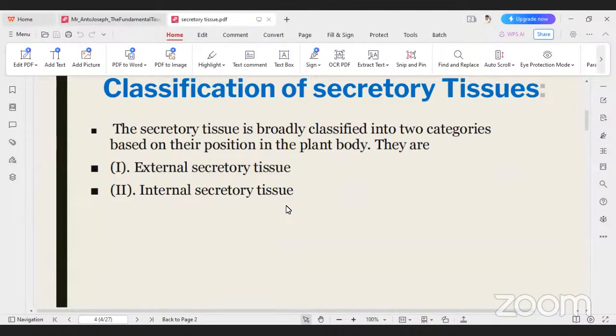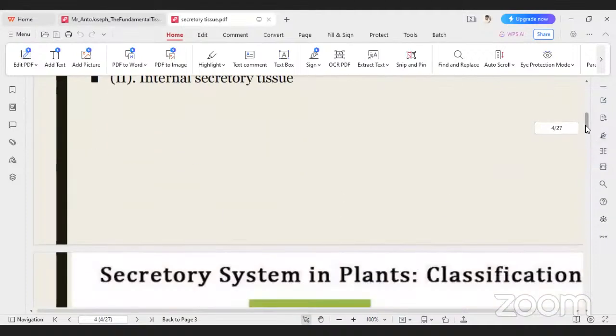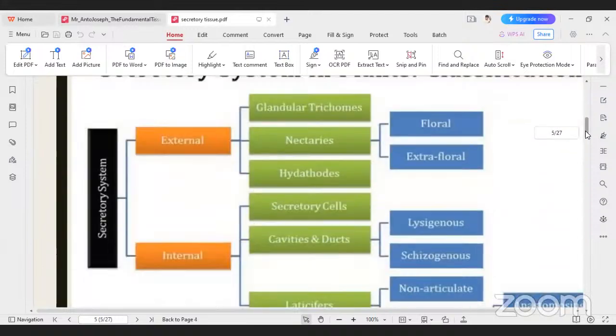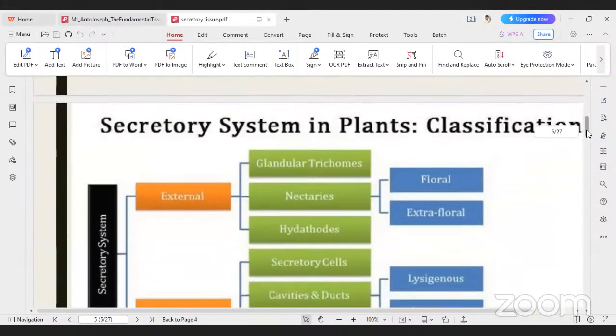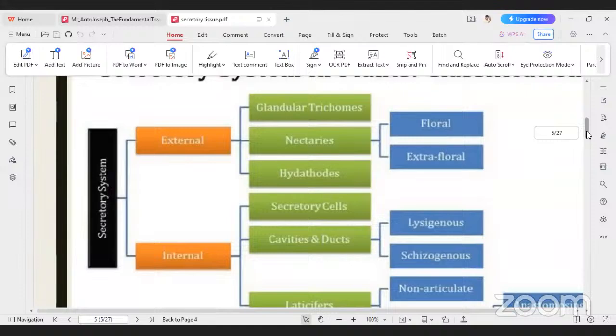This classification: internal or endo. So external secretory tissue and internal secretory tissue. Let's see the first one. Is the slide clear or not? Are you able to see the flow chart? Secretory systems, external, internal.